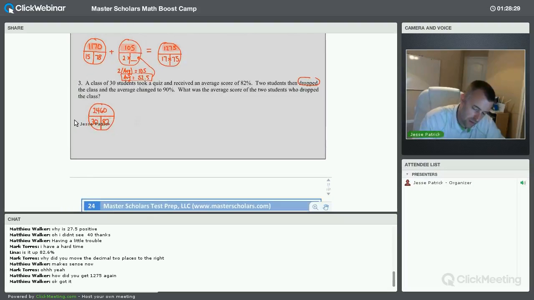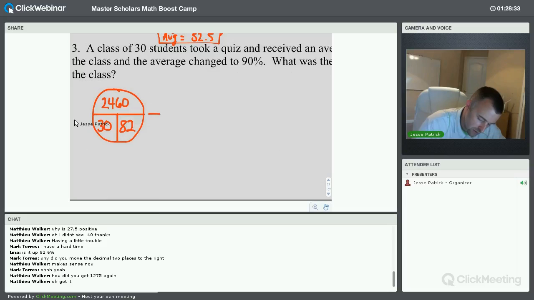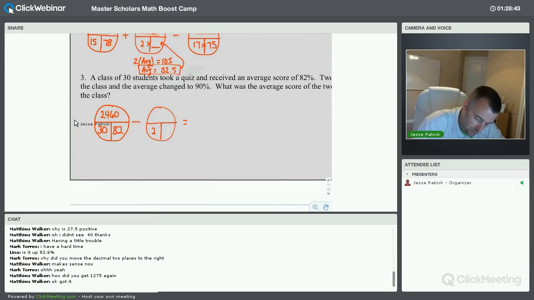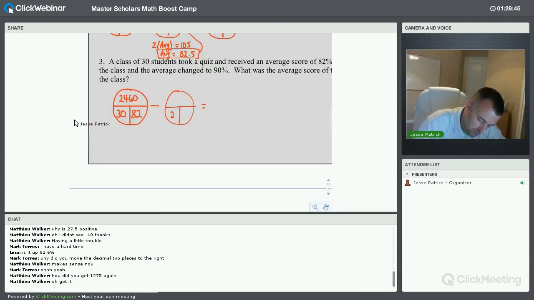All right. Now we had two students drop the class. So now I'm subtracting two students. Remember, I don't know anything about those two students yet. I figured it out, but I don't know anything yet. Here's what I do know. When I take two students away, I'm going to be left with 28 students.